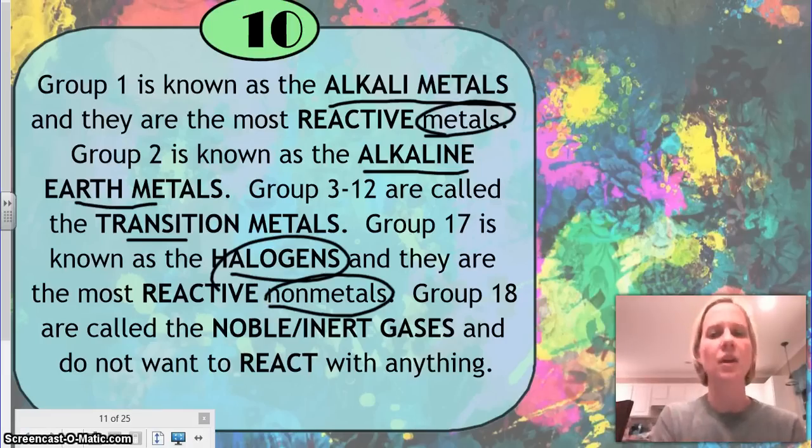Remember that. Group 18 are called the noble gases, or inert gases, and they're not going to react at all because they're very content and happy. They have full valence electron shells. They're happy, content. They are not seeking out anything else.